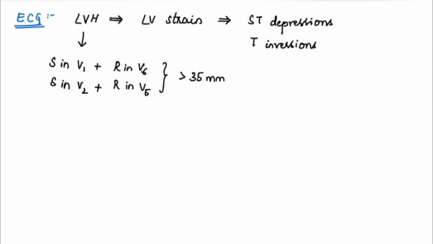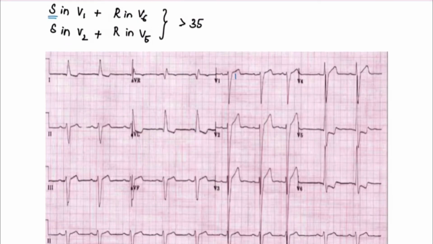So looking at an ECG here, each box corresponds to 5 millimeters, and in V1 the S wave is 1, 2, 3, 4, 4 small boxes in length which is equal to 20 mm, and in V6 the R wave is 1, 2, 3, 4, 5, 5 small boxes which is 25 mm, and the sum of S wave in V1 and R wave in V6 is 20 plus 25, that is 45 mm. So it is more than 35 mm, which indicates there is LVH.